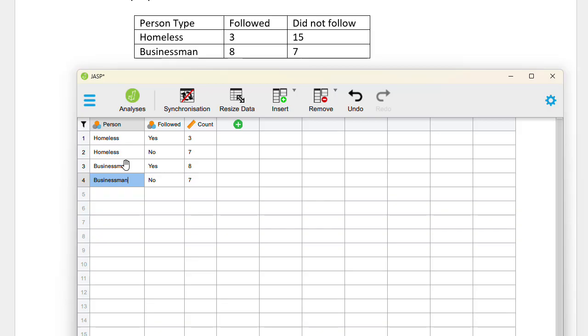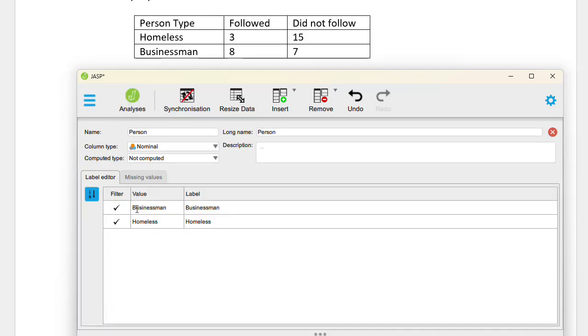And if you do the spelling a little bit different or they're just off, they will count as a 3rd variable, not 2, because technically we have 2 types of person or people, homeless and businessman. And if you spell one of them a little bit differently, we would then have 3. So you really want to make sure you just have these 2. And if you want to double check, you can just mouse over that and you can see for value, we've got businessman and homeless. If one of them was spelled a little differently, you would see 3 there.